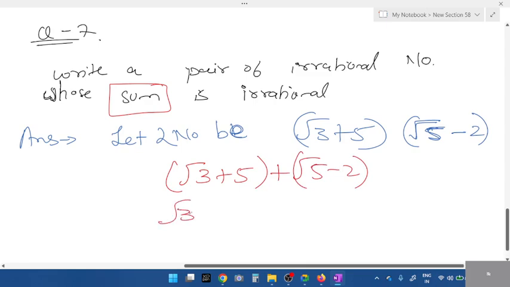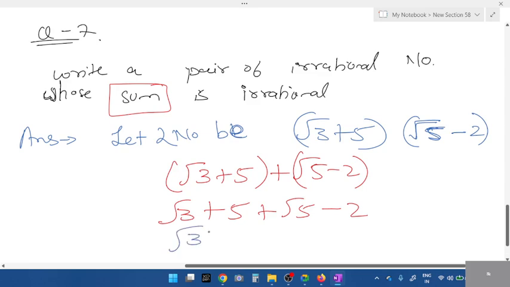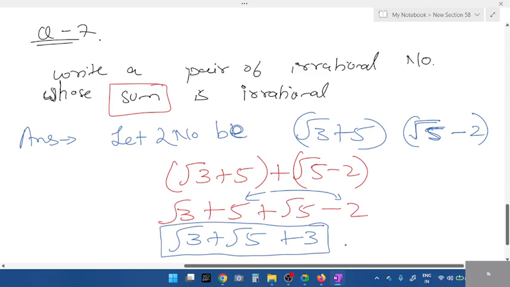If I open the bracket, root 3 plus 5 plus root 5 plus into minus is minus 2. Can we add anything? Which can be added, students? Root 3 you can't add, root 5 also you can't add. You have to keep it as it is. What is 5 minus 2? 5 minus 2 is plus 3. This entire number is rational or irrational? Irrational. This is how you prove it. Make a note. Let the first number, second number, you take your own value. I have taken root 3 plus 5, root 5 minus 2.